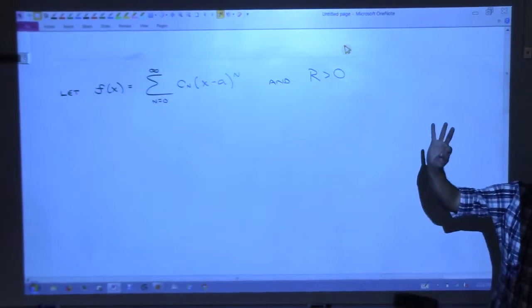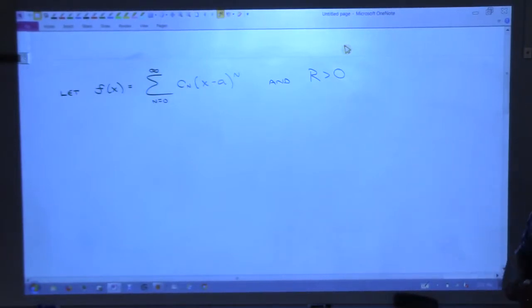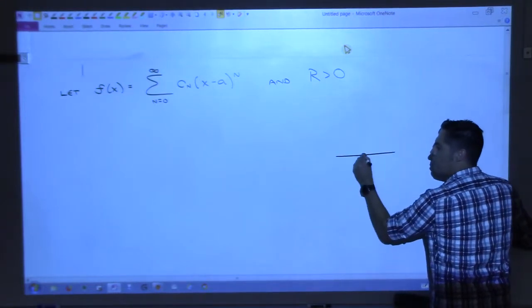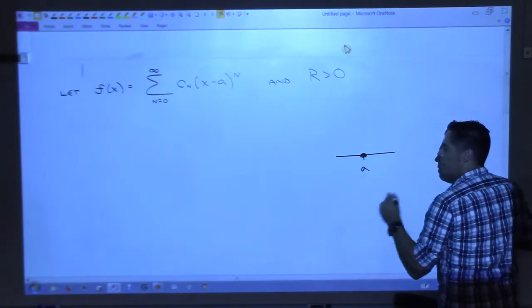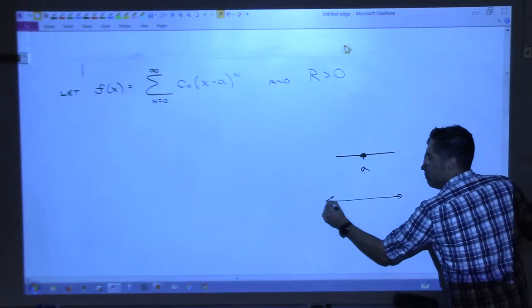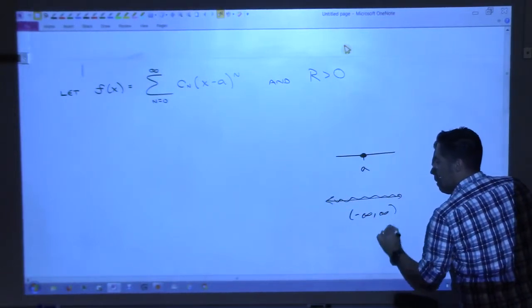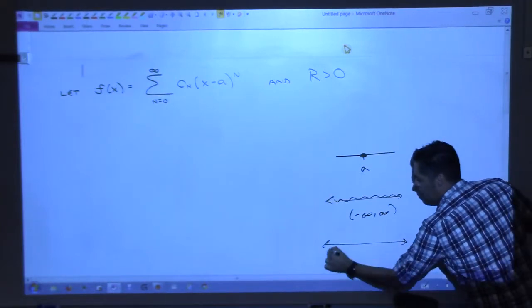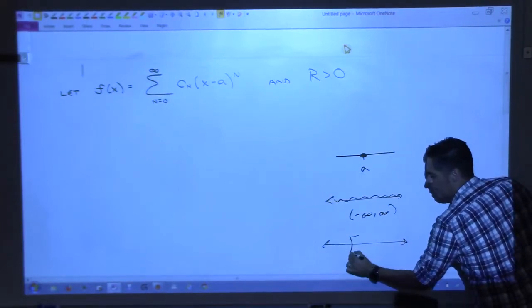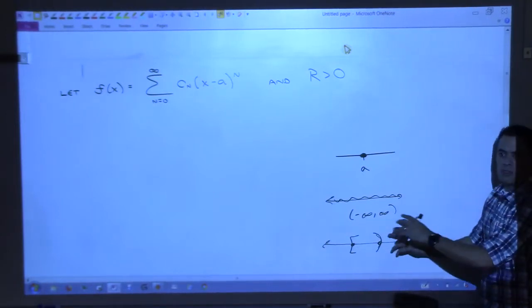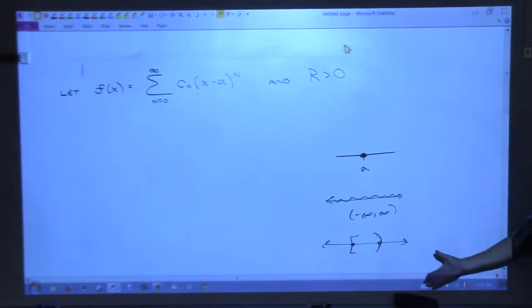So what were the three possibilities we could have with a power series? It can converge at a single point, a. Or everywhere, which would be negative infinity to infinity. And the third option, some interval, which could be open here, closed here, or closed, closed. These are the three possibilities.